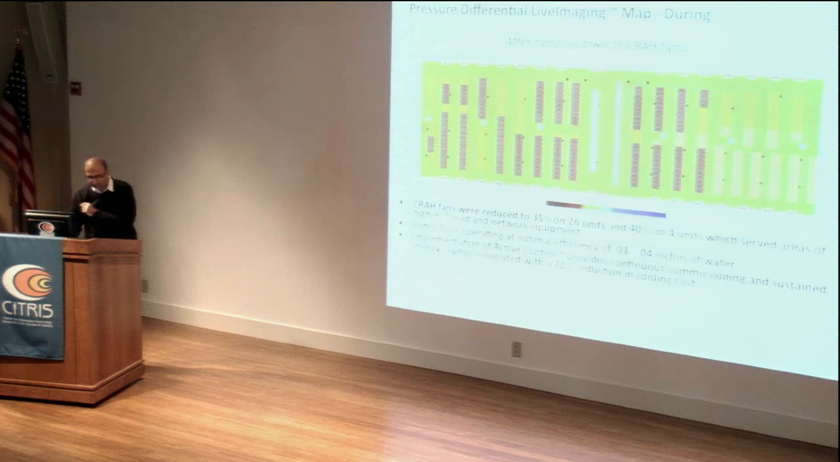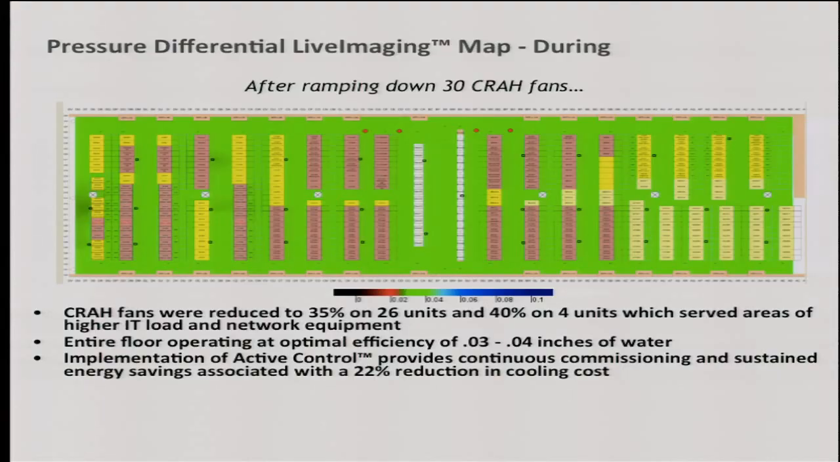Okay? And this was after ramping down 30 CRAH fans. So basically, we were able to reduce the fan speeds. This is manual, by the way. Somebody is sitting and turning down these knobs. And you can imagine trying to turn down 30 knobs, and you have to understand the order in which you have to turn these knobs. So you can understand the complexity of trying to manage a large data center which has a large number of CRAHs manually.